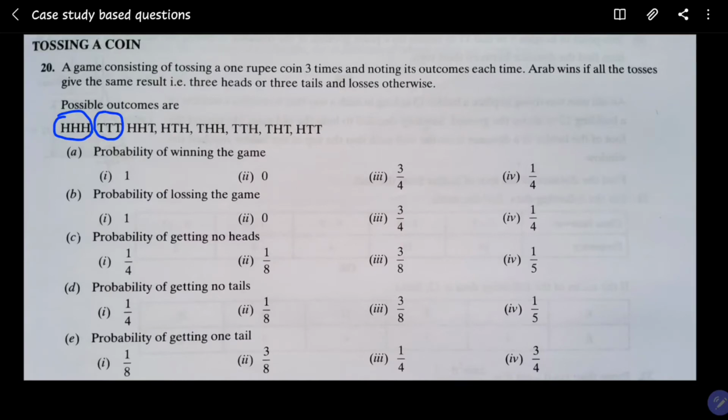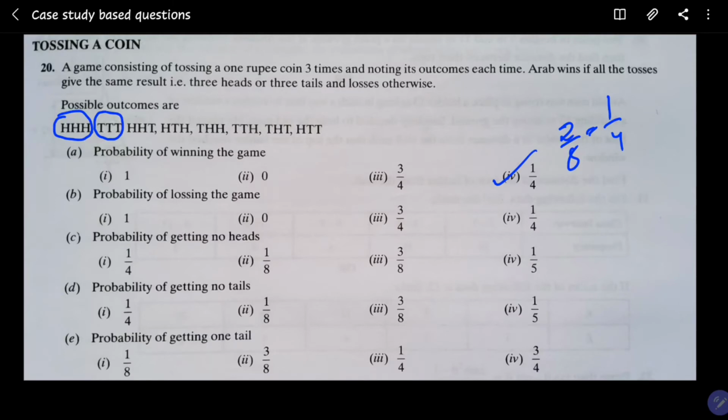So it is required to have 3 heads or 3 tails together. Out of the listed 8 possible outcomes, the first and second outcomes are favorable, in which all 3 are heads or all 3 are tails. So only 2 chances are there out of 8 chances. So the probability is 2 divided by 8, which is equal to 1 by 4. So option 4 is the correct one.